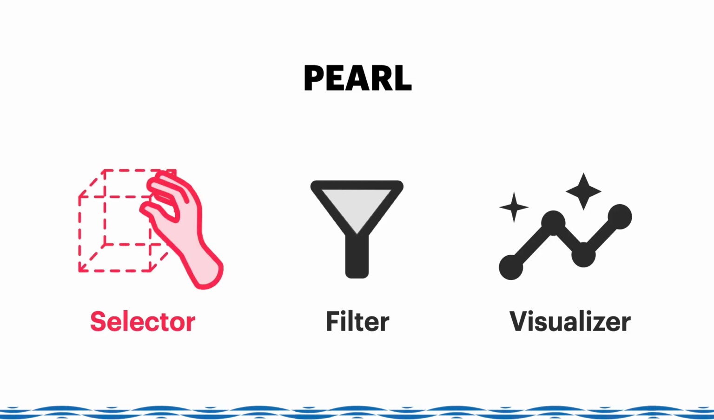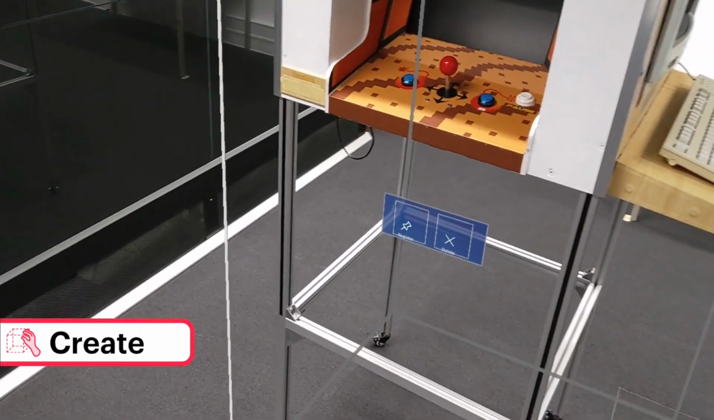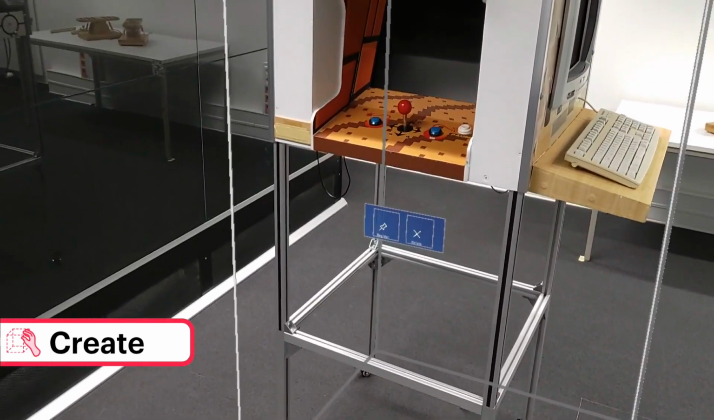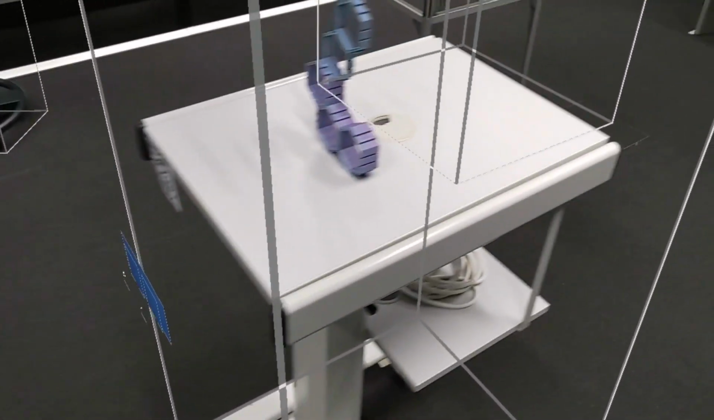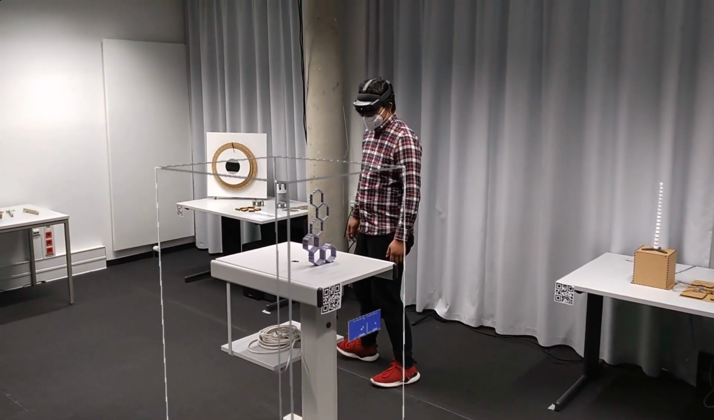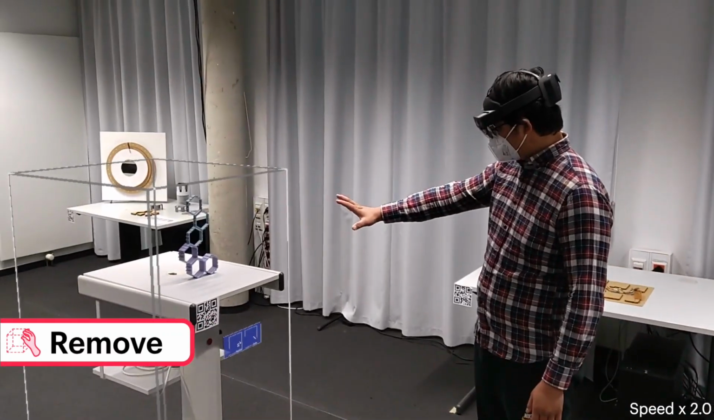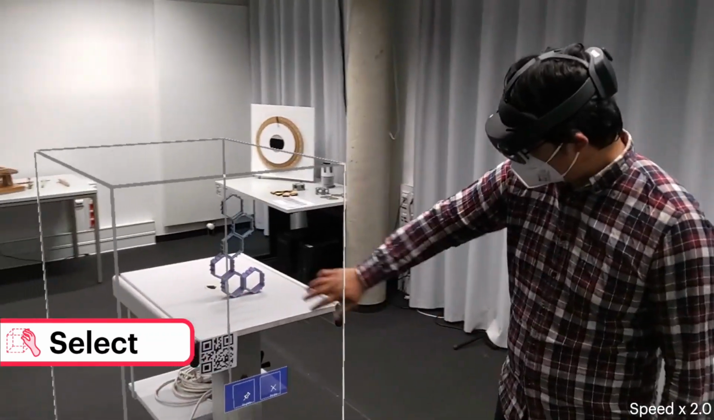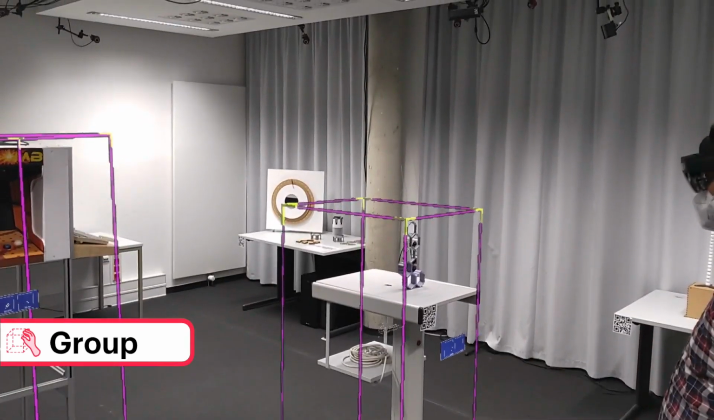With Pearl Selector, we enable the creation of lenses, which define spatial volume and represent the region of interest within the physical environment. A lens is embodied as a cuboid bounding box, displayed as either a full wireframe or only with implicit corner indications. A lens can also be removed, selected, and grouped through freehand gestures.